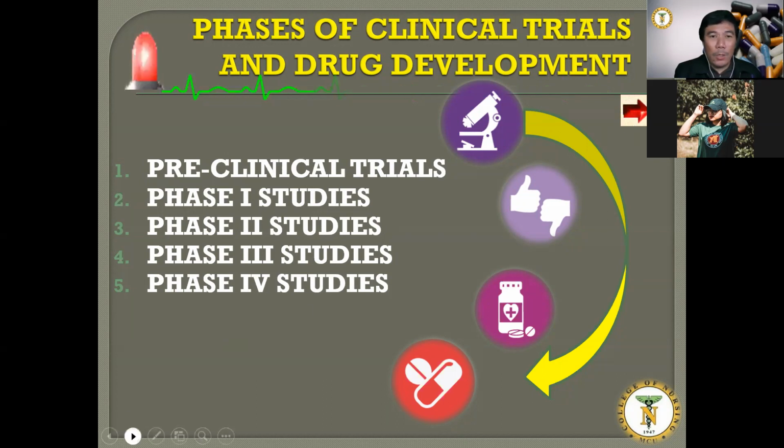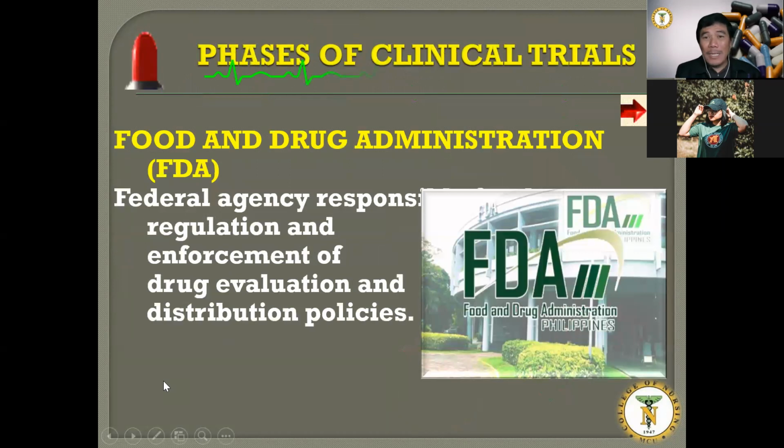So what do we call the Food and Drug Administration of the Philippines? The Food and Drug Administration of the Philippines is the one responsible for the regulation and enforcement of drug evaluation and distribution policies. That's why here in the Philippines, our vaccines are given EUA, the Emergency Utilization Authority, for the vaccines to be administered to the Filipinos, because the FDA has the mechanisms and pool of experts to identify if the vaccines can be administered safely to our countrymen.